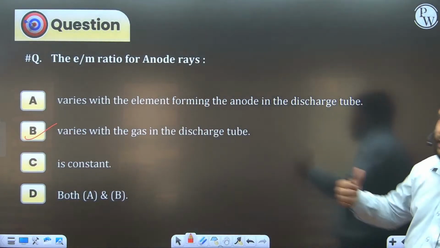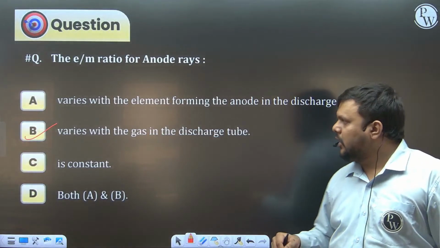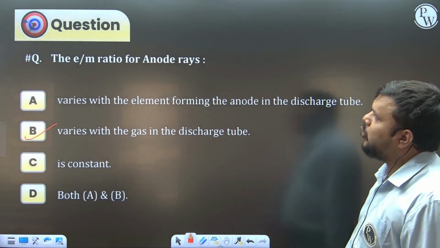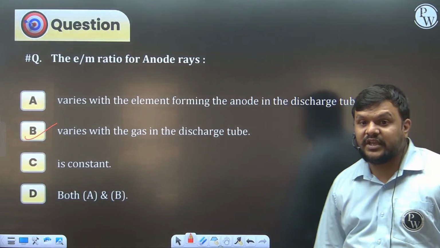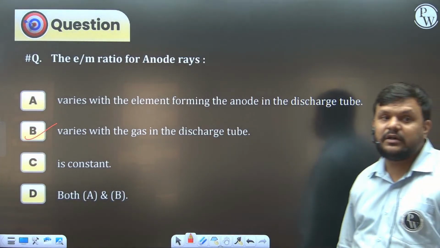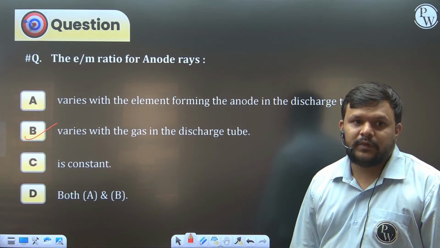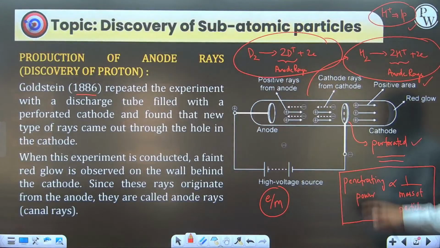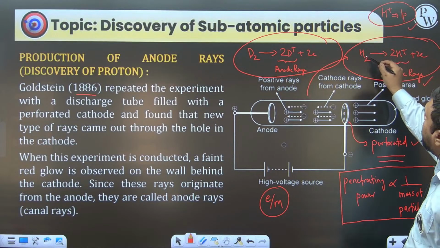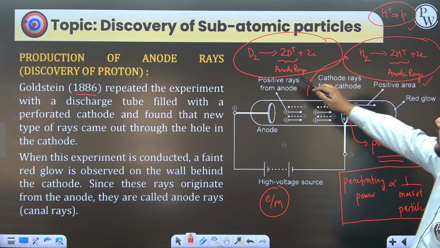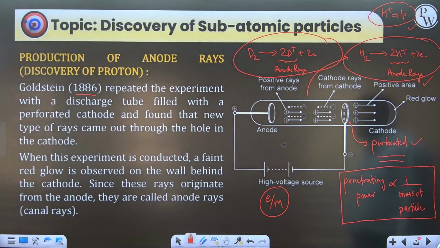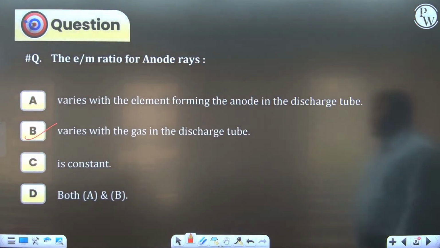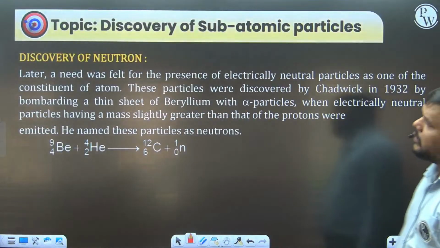You can see, now only we had proved this, that the e by m ratio value for anode rays changes with the change in the gas. Definitely, why did this take place? Because the anode ray is changing over here. It was H plus before, and then after changing the gas to D2, we get D plus. So it is a very interesting question over here. Let us move forward now.